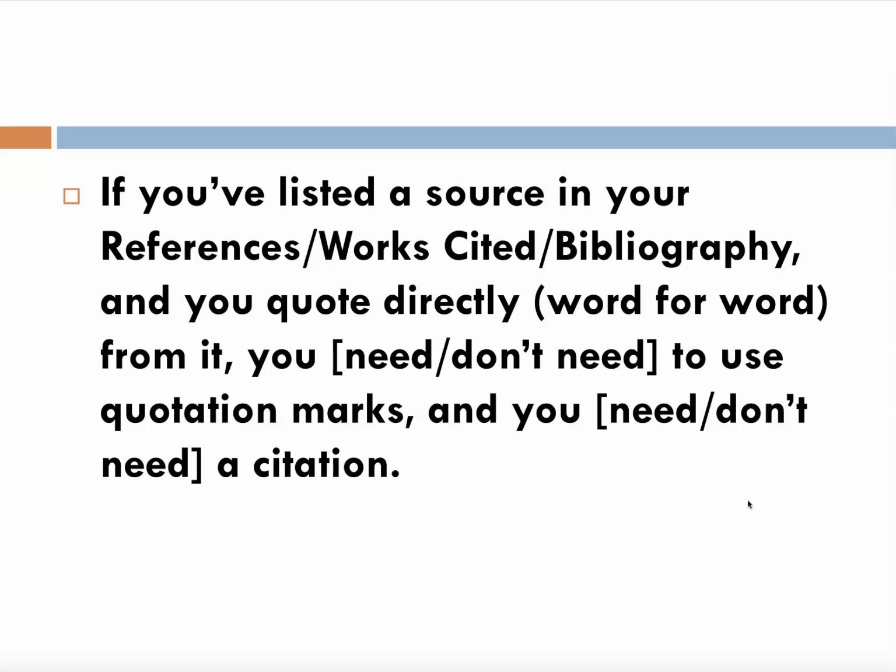So I put the words references, works cited, and bibliography. I list those out because those are essentially the same thing, but depending on what style you're working with, they're called something different. So in APA, that last page where you have all your references, or you have all your sources, it's called a references page. MLA, it's called works cited. So again, all of those words mean the same thing.